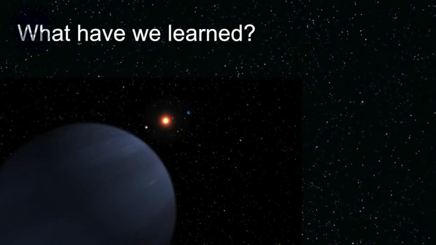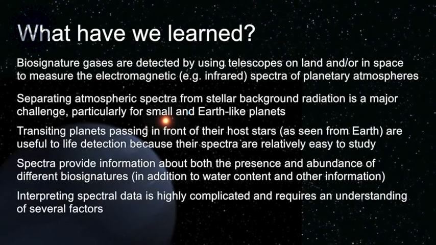So what have we learned? We've learned that biosignature gases are detected by using telescopes on land or in space to measure the electromagnetic spectra of planetary atmospheres, particularly in the infrared. We've learned that separating atmospheric spectra from stellar background radiation is a major challenge, particularly for very small and Earth-like planets where the light being given off is very little and much less than the starlight being given off by the parent star. We've learned that transiting planets passing in front of their host stars are useful to life detection because their spectra are relatively easy to study.